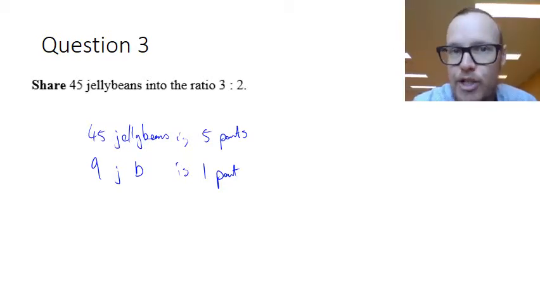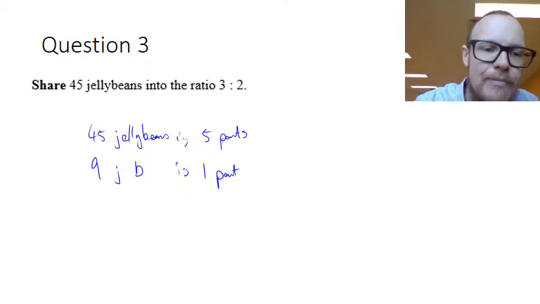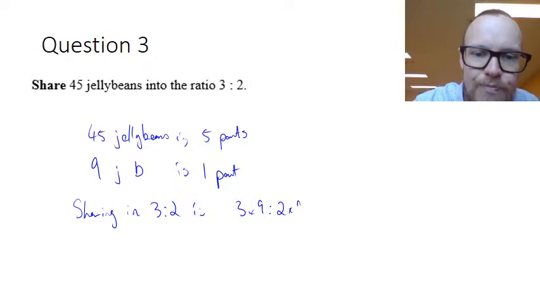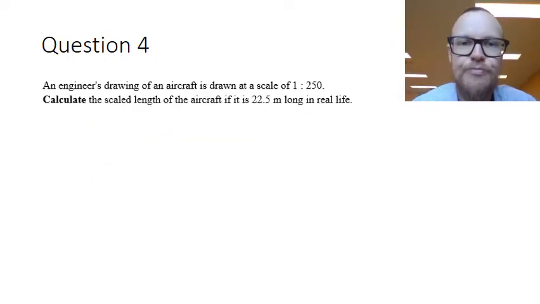So if we want to share in that ratio, sharing in 3 to 2 is going to be 3 times 9 to 2 times 9, which is equal to 27 to 18 jelly beans. Question 4, we've got an engineer's drawing of an aircraft. We've got the scale. Scale is 1 to 250.